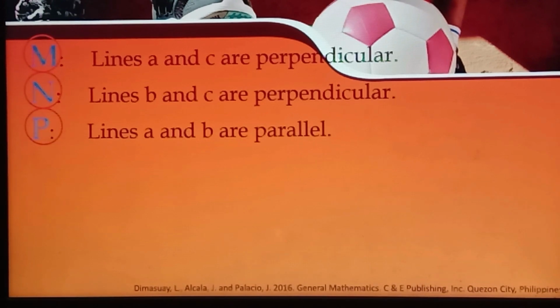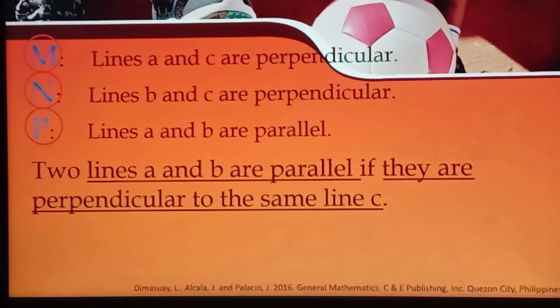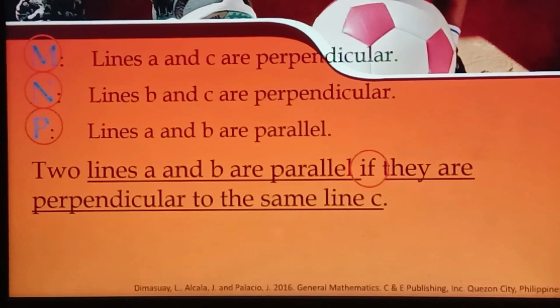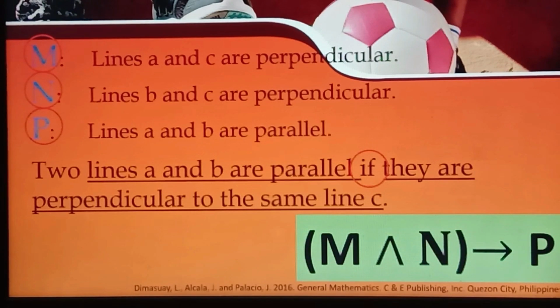Then our P for the statement, lines A and B are parallel. So having this statement now: two lines A and B are parallel if they are perpendicular to the same line C. So if you notice there, you have the if statement, they are perpendicular to the same line C. So you would expect that this one would be a then statement. But in this type of example, we have actually two types of propositions here. For our if statement, we only have one statement, but for our then statement, we will be having two statements there.